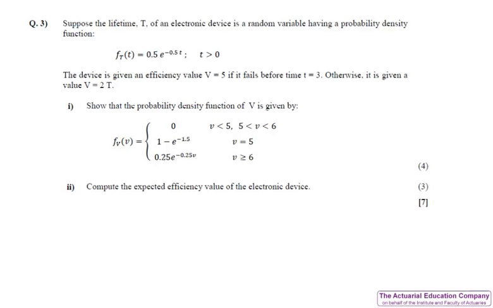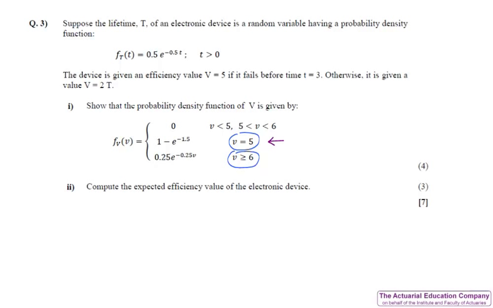Question 3 tests probability functions and probability density functions from Chapter 3 of the notes. We first have to obtain the probability density function of V. Now technically it's not quite a PDF, as V is what's known as a mixed distribution. Part of it is discrete, as we have an exact probability when V is 5, and part of it is continuous, where we have a PDF for the values of V greater than or equal to 6.